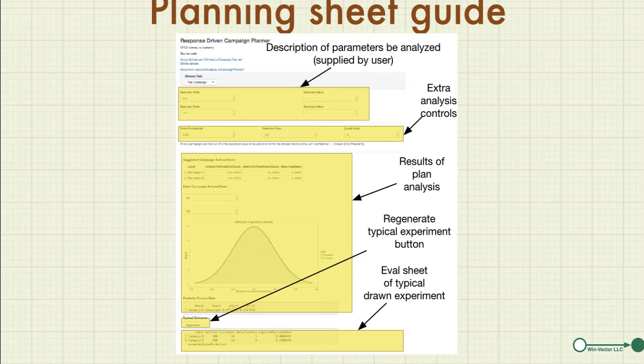This is a notional value. We don't think they really believe this rate, but it's a rate they're interested in testing. There's again a set of extra analysis controls, and then a graph that presents the results of the plan analysis. After that graph, there is a copy of what looks a lot like the evaluation campaign, just to help educate the user. By pressing the regenerate button, we can draw over and over again experiments that would have resulted if the population had been as described. This helps you tell whether you've got a setup or a sample size that's big enough or not.